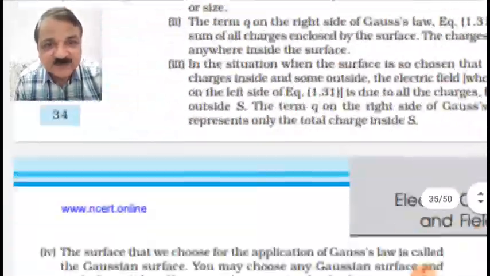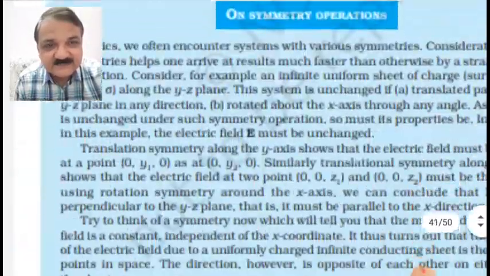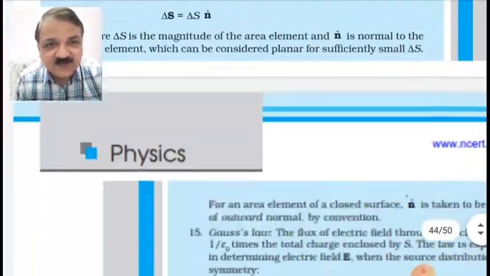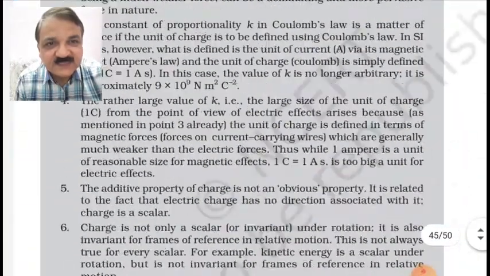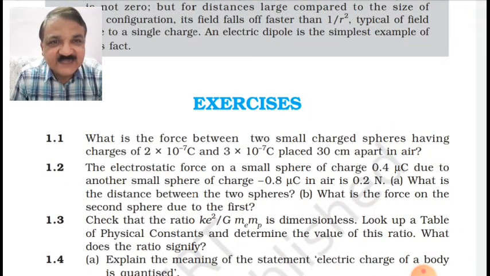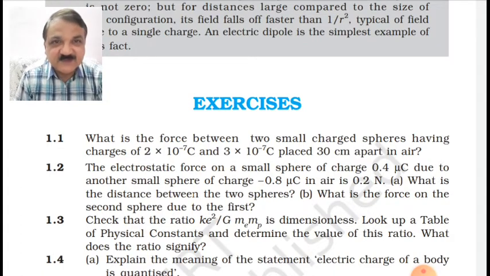You can solve. In 1.1, simply there is a formula of Coulomb law you must apply. That is exercise 1.1. What is the force between two small charged spheres having charge of this and this placed 30 centimeter apart in vacuum? And don't forget to convert centimeter into meter. So just by applying F equal to 1 by 4 pi epsilon naught Q1 Q2 by R square, you can solve this question 1.1. Formula based question.